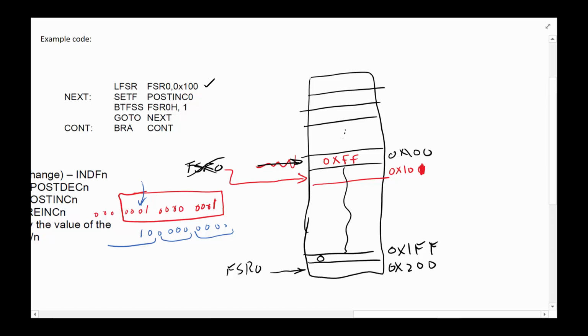So what you're going to have is 0xFF from here all the way down here, and this is the little loop that will do it for you.